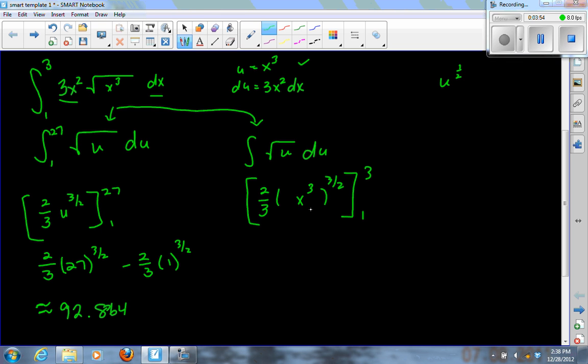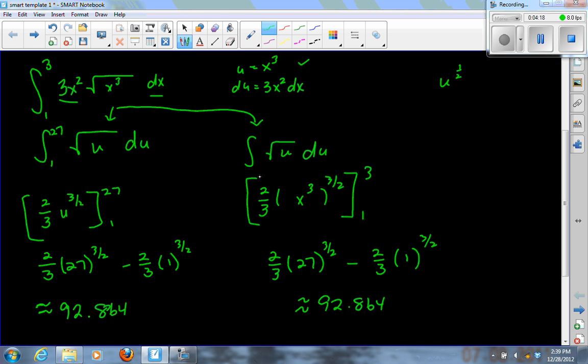And then you could substitute in a 1 and substitute in a 3. So remember, you start with the top. So 3 cubed is 27 to the 3/2 minus 2/3, stick the bottom one in, to the 3/2. And you see this is exactly the same thing. So this would be the same answer.